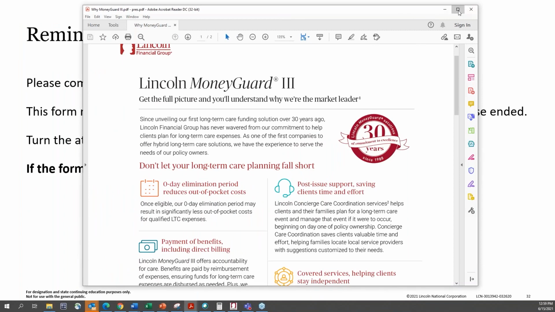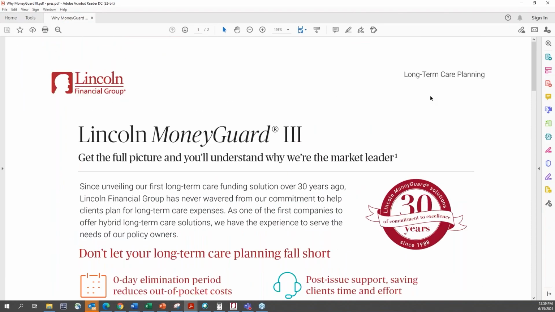So let me move this over to the presentation slide. Lincoln MoneyGuard has been around since 1988. This August will be 33 years that we've been offering long-term care solutions. It's really become the flagship product to which all other hybrids are compared. There are about 9 other carriers right now, and we're seeing more and more carriers enter this space. I've heard rumblings of at least 2 others that might join over the next year. The good news for you is that it forces Lincoln, as the leader in this space, to continue to work on solutions.